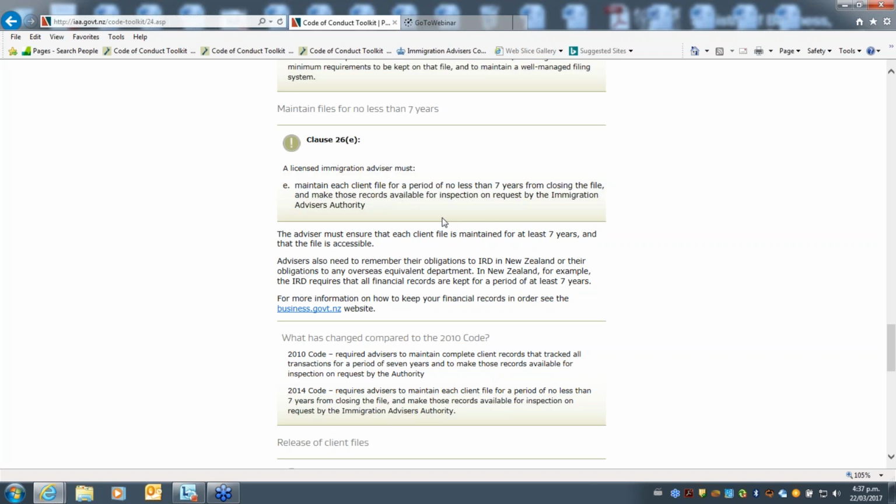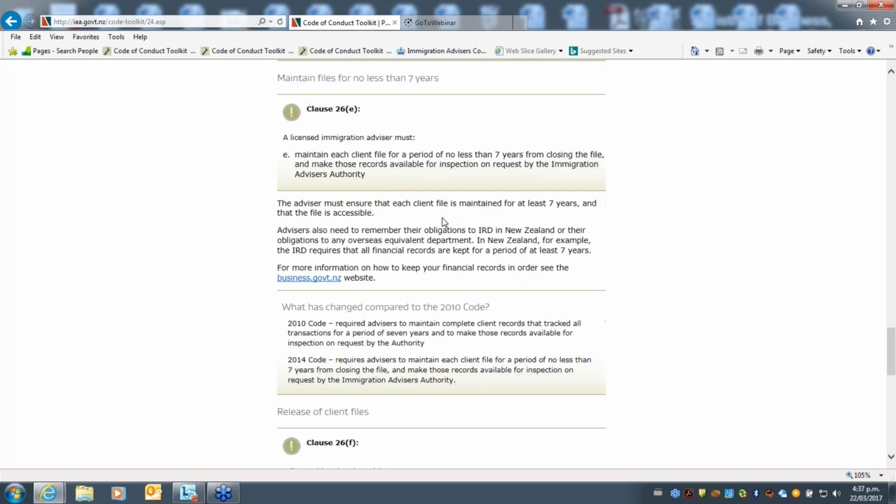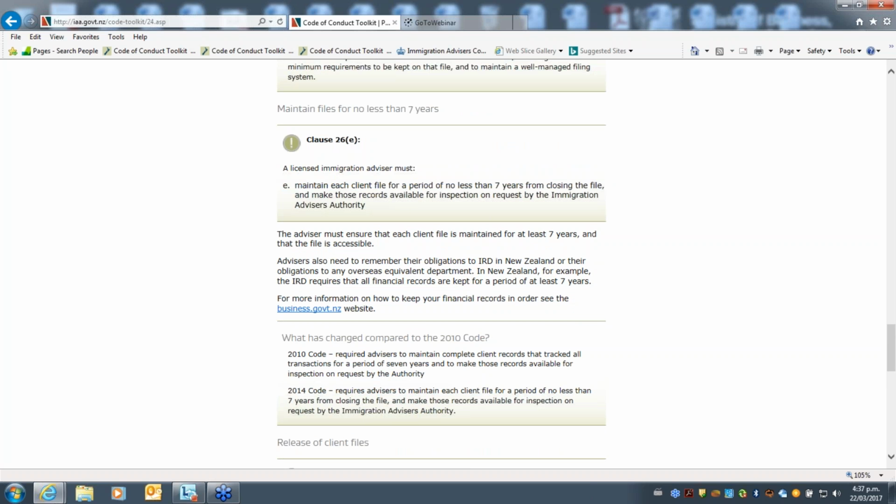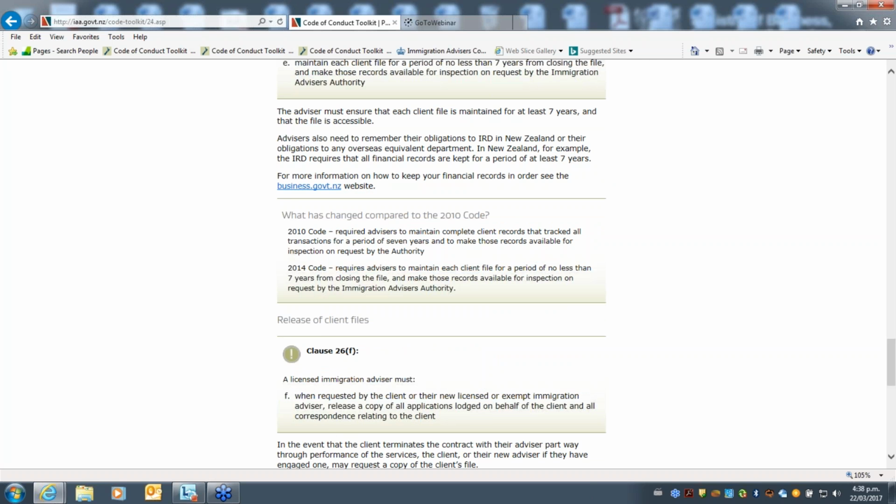And you are expected to maintain your files for 7 years and make sure that those are available. And this is something for employees to consider, that you need to have an agreement with that employer, particularly if you shift employment, that you are able to access those files for inspection.